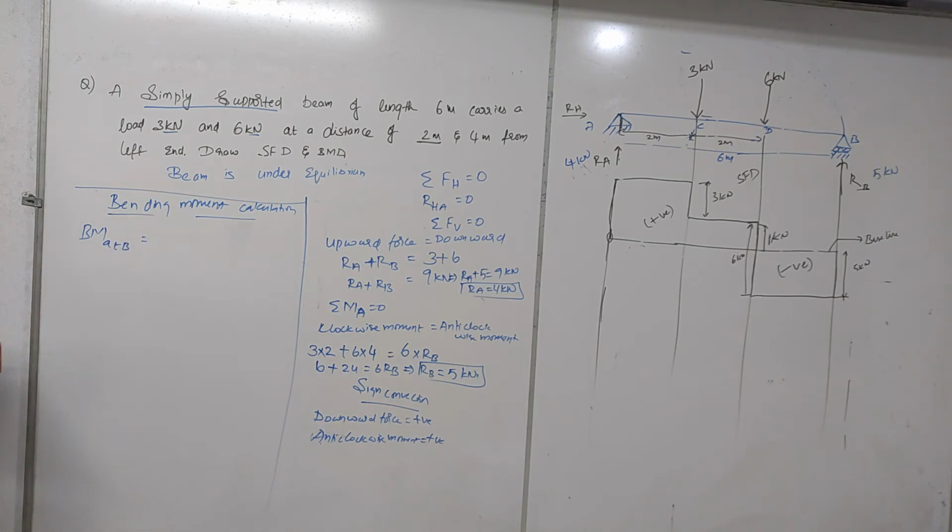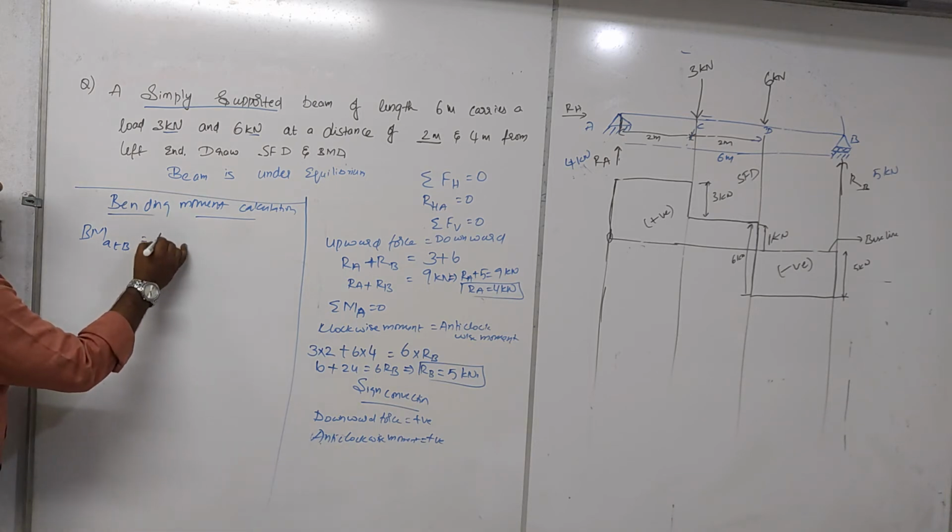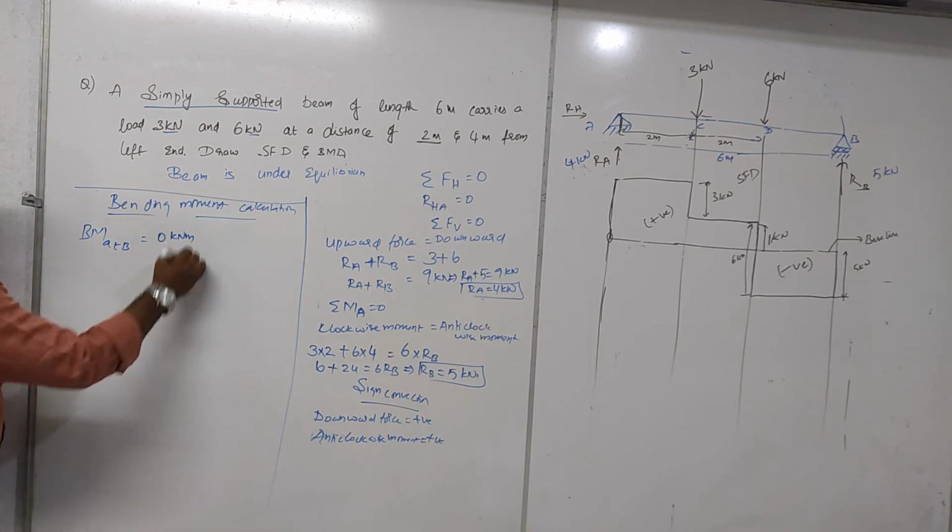Now let us see. At point B we have a load, but there is no perpendicular distance. Bending moment is always force into distance. There is no distance between load 5 and point B. They are passing through one another. So the moment will become 0 kilonewton meter.